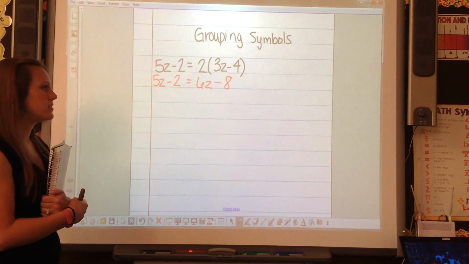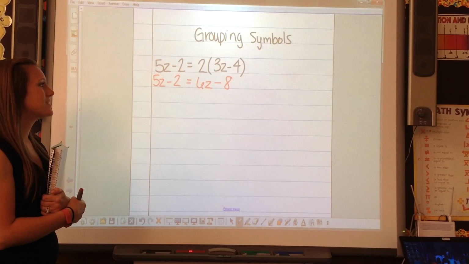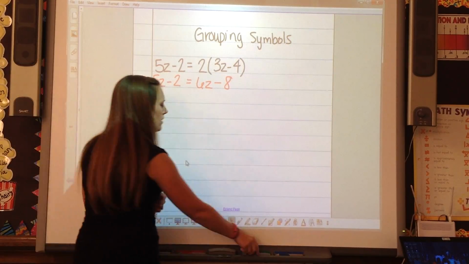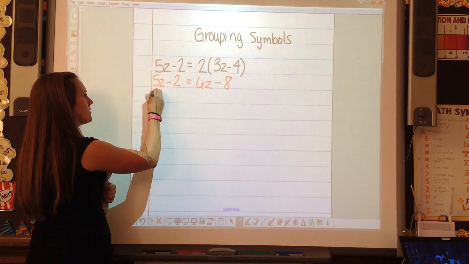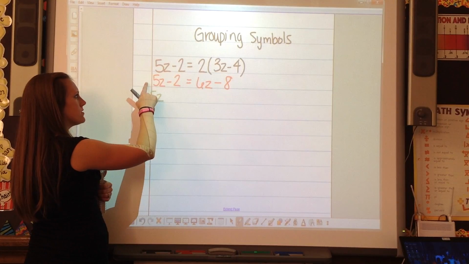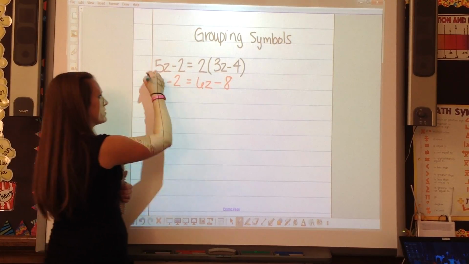Collect the variables on one side. Again, it doesn't matter if you bring the 6z to the left or the 5z to the right. I'm going to keep things positive and bring the 5z to the right side of the equal sign. This is positive, always looking in front. This is positive, so I'm going to subtract.